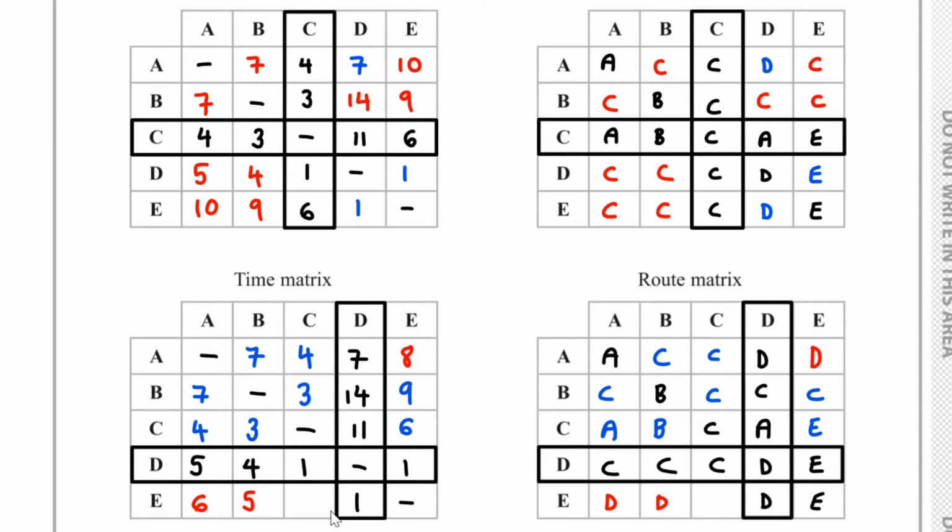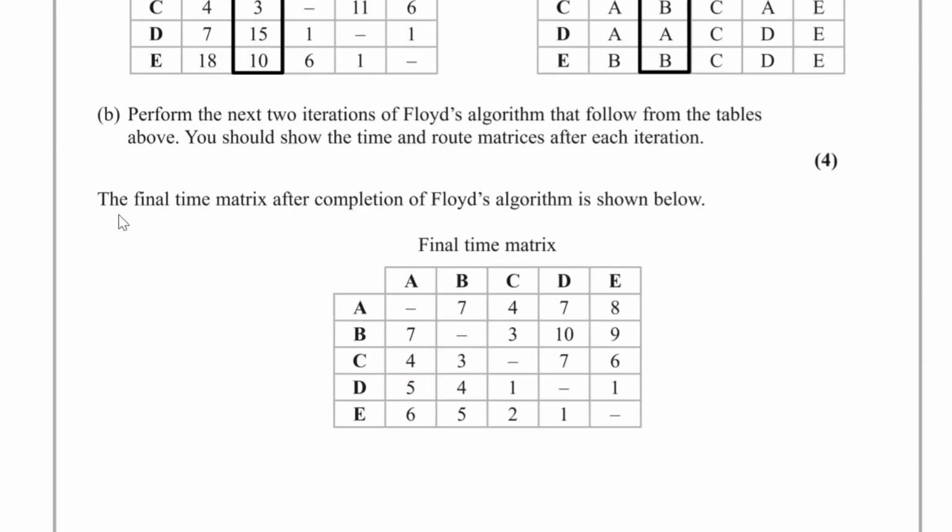And we now compare the 1 plus 1, which is 2, with the 6 over here. 2 is smaller, so 2 goes here. And because we've changed, here we write down D. So this is the next 2 iterations complete for part B. The final time matrix after completion of Floyd's algorithm is shown below here.